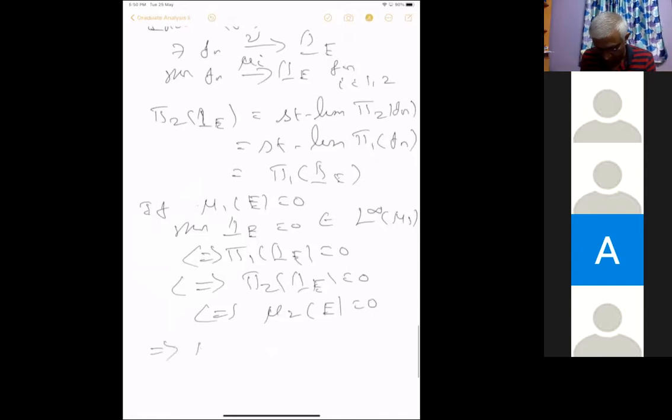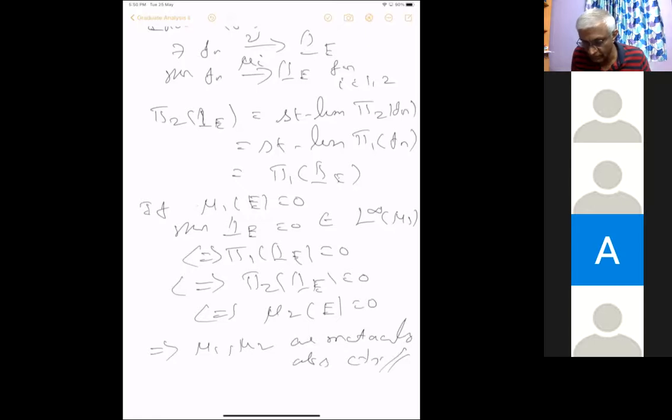I mean, you can reverse the argument if you want. Mu 1 and mu 2 are mutually absolutely continuous. Okay. So we have proved the theorem. I hope it's all right with everyone. If you have any doubt in this theorem or in the previous class, whatever you have done, you can ask me now. So we will go to something new.